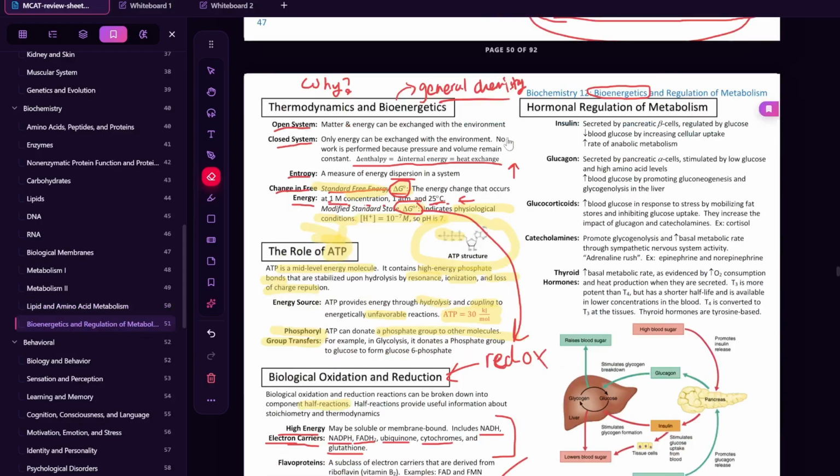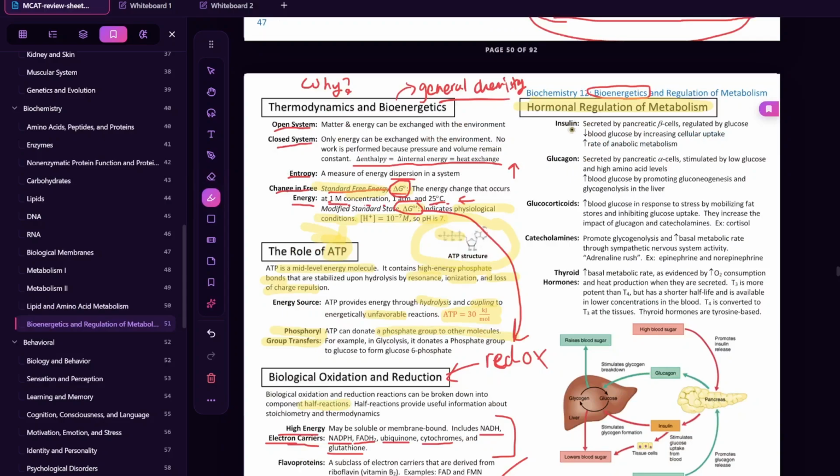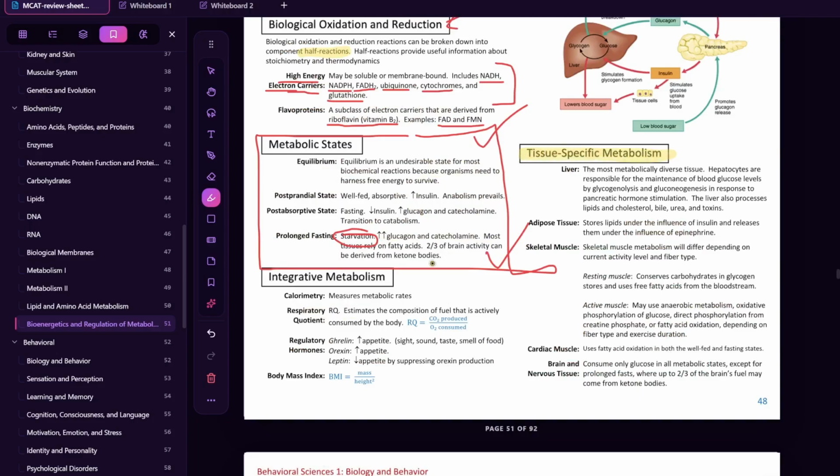All right. So now, last but not least, we're going over the hormones that help regulate our metabolism. We've heard insulin a lot, glucagon, glucocorticoids, catecholamines, and thyroid hormones, and they're all working together. And then we have tissue-specific metabolism as well, and then integrative metabolism. So we're going to go over that right now.